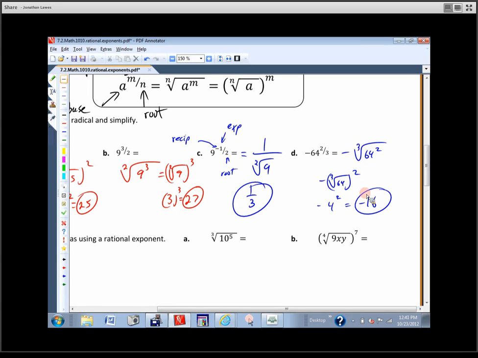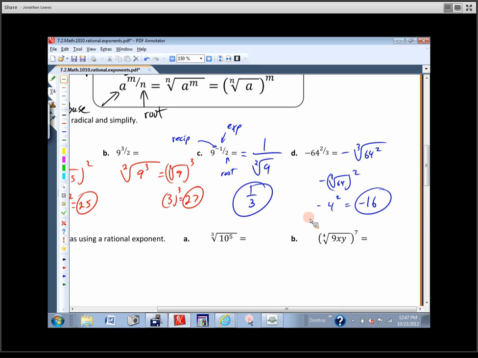Why not? Does the 2 apply? Does that exponent apply to the 4, the negative, or both? Just the 4. If we wanted it to apply to both, what would we need? We'd need to have parentheses around that. Okay? Does that make sense?